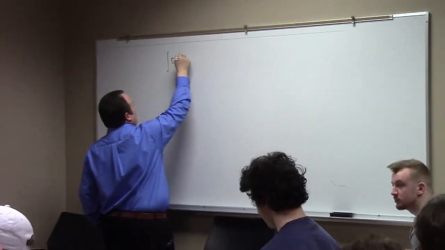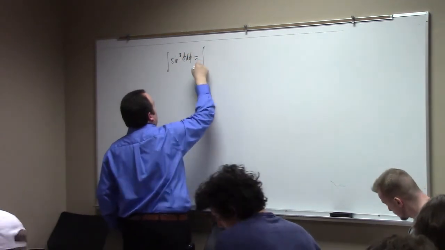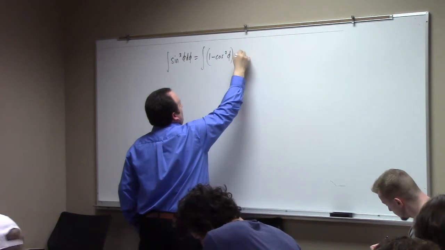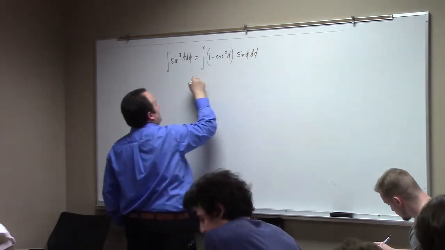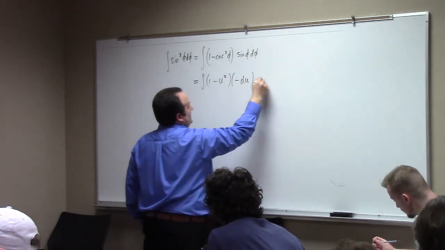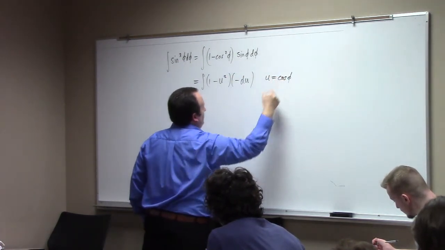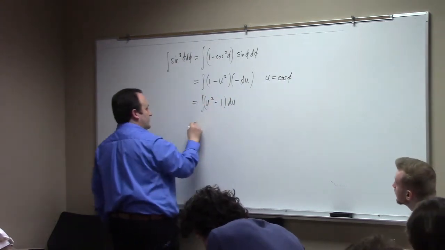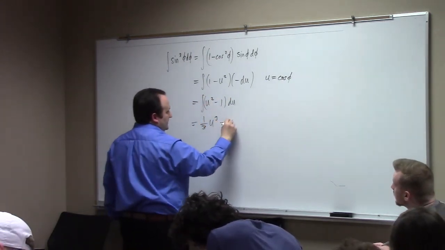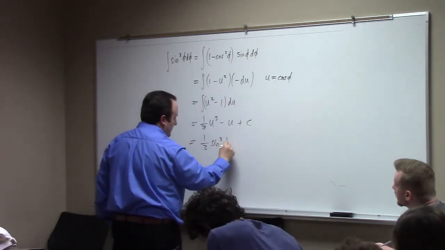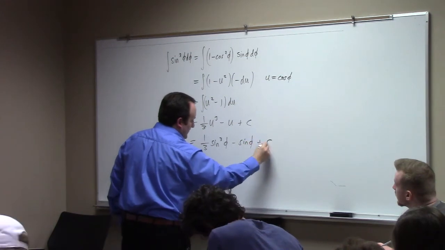Let's see here. The integral of sine cubed phi d phi equals the integral of 1 minus cosine squared phi times sine phi d phi, which is the integral of 1 minus u squared times minus du, letting u equal cosine phi, which is the integral of u squared minus 1 du, which is 1/3 u cubed minus u plus a constant, which is 1/3 sine cubed phi minus the sine of phi plus a constant.